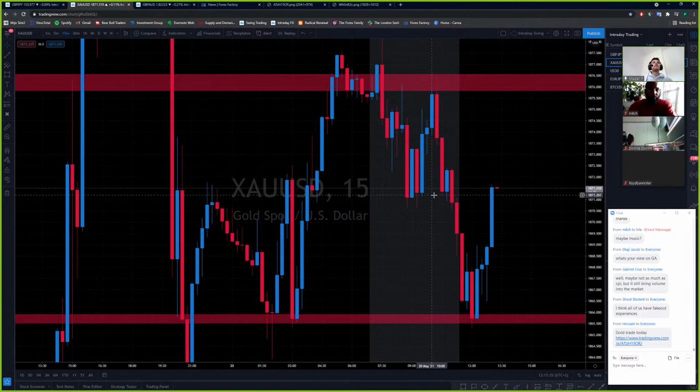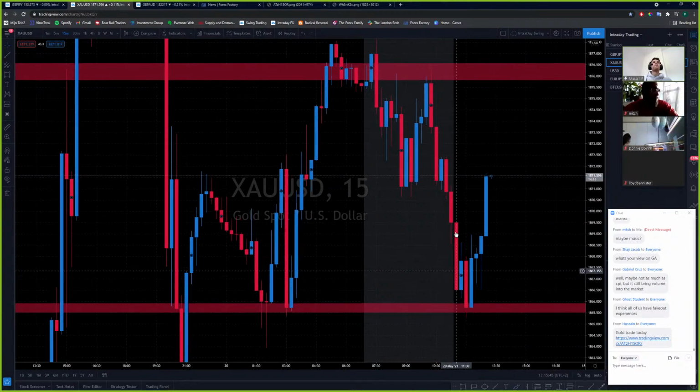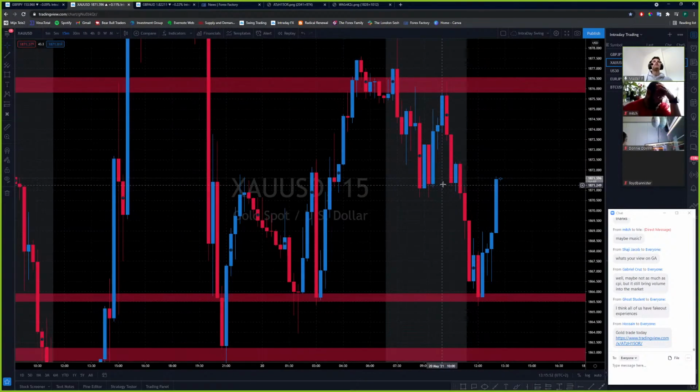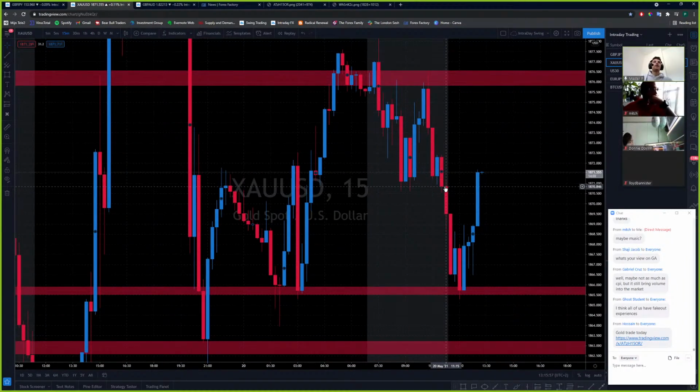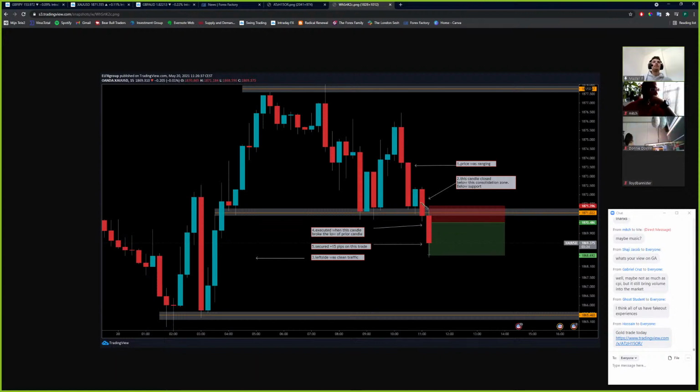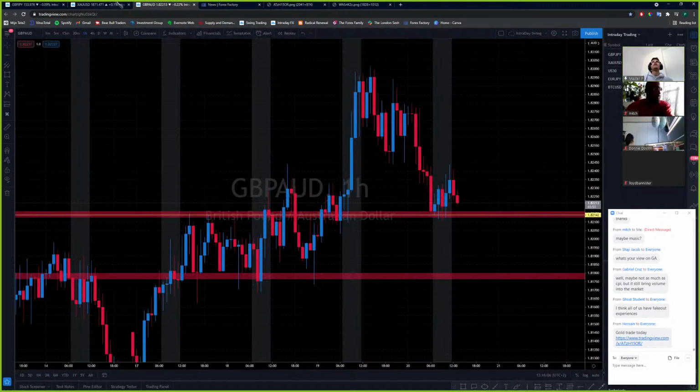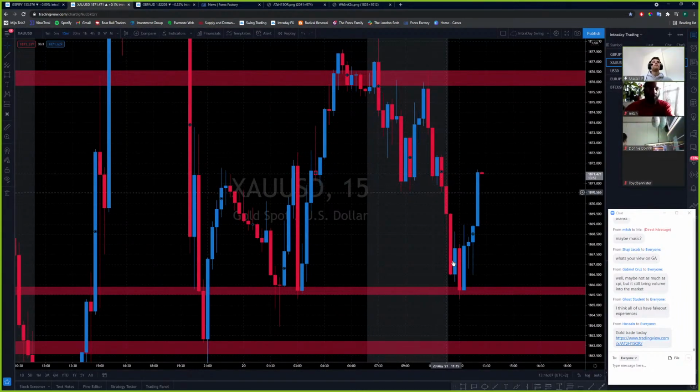Then I took a second entry because I was sure that on the left hand side we can see there is clear traffic. Yes, exactly. And I was 100% confirmed that the price would come down. Then after like 30 minutes later, I took another entry right here, right after the 15 minutes broke the support. Then it melted down and I secured around 30 or 40 pips.